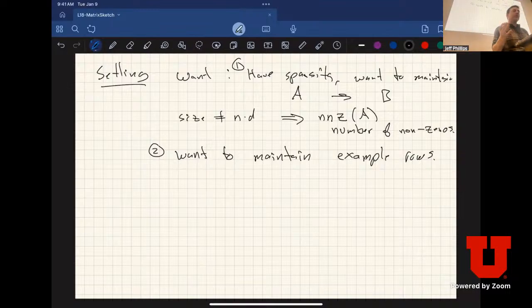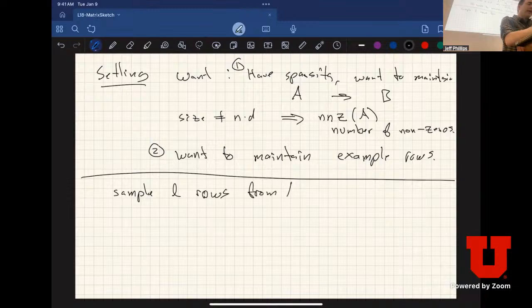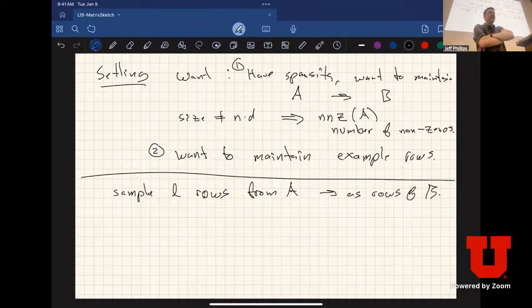Okay, so these are the 2 properties I want now, and I'm also going to have n and d be quite large here. Okay. And so basically, I'm going to sample, we'll call it L rows from A, and I'm going to put these as rows of B. Okay, so the question is, how do I sample the rows of A?